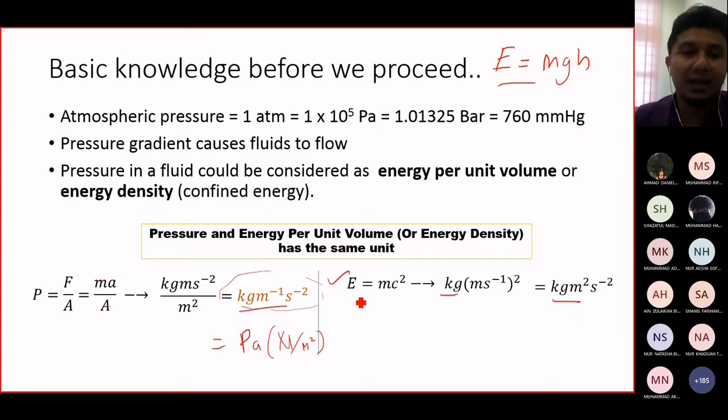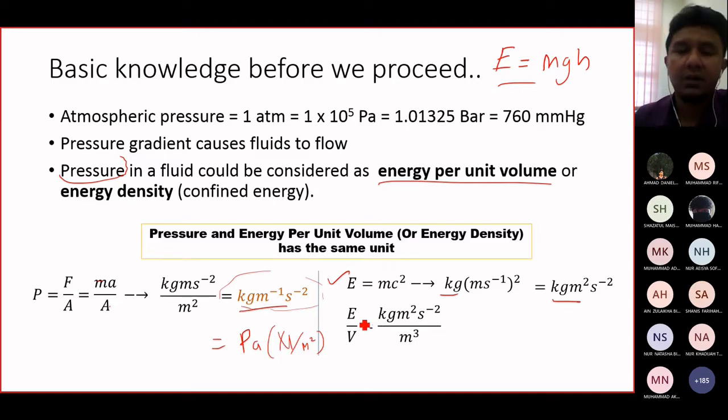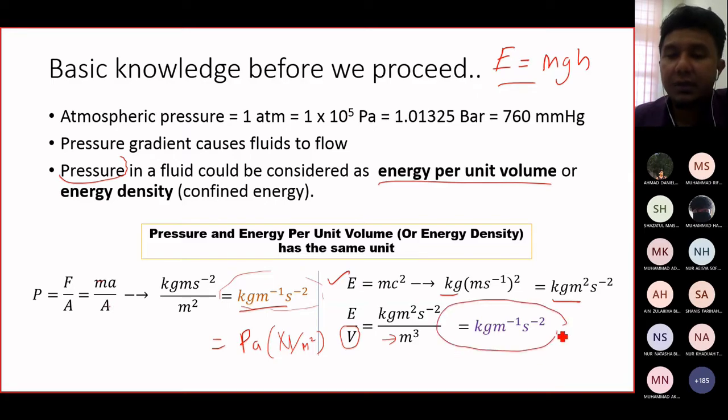Why? Because this is energy. What I said is pressure equals energy per unit volume, not energy. So still not the same. How are we going to prove that? Energy per unit volume, so we just divide by volume. What is the unit for volume? This is the unit for volume. So we expand, and we get kilogram, meter. You see this is equal to our pressure unit.